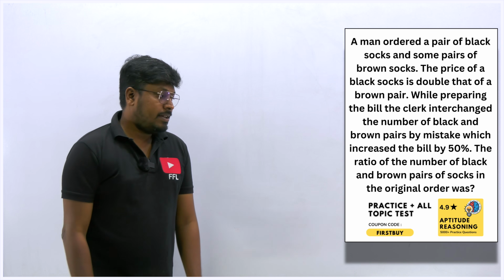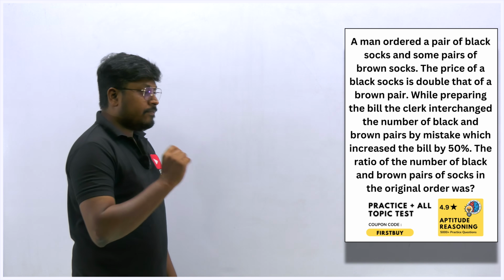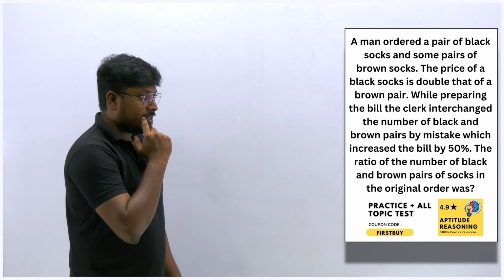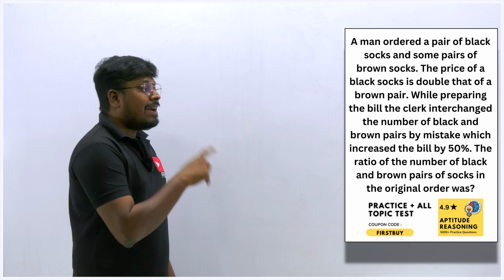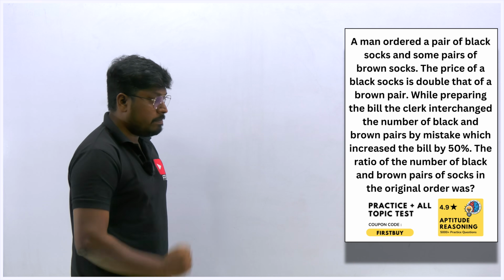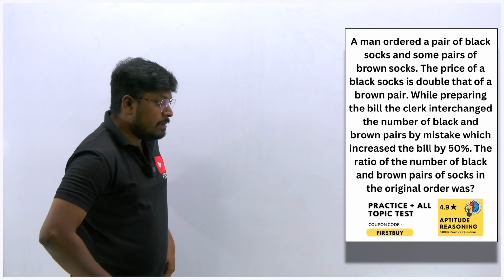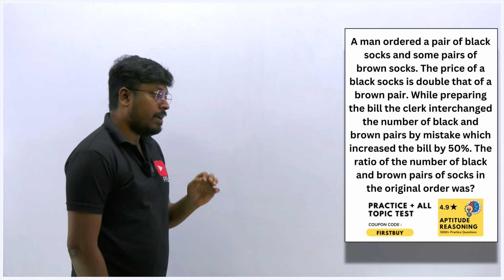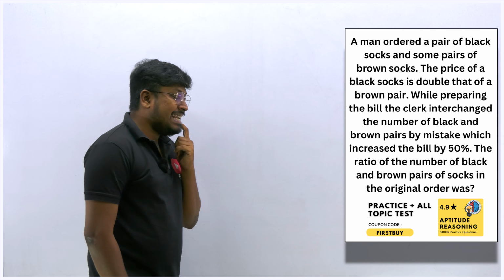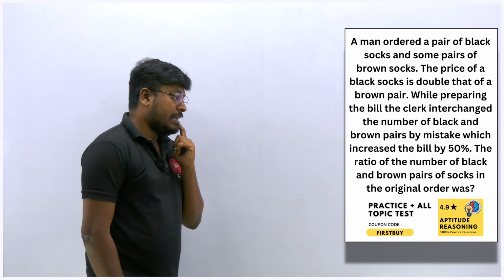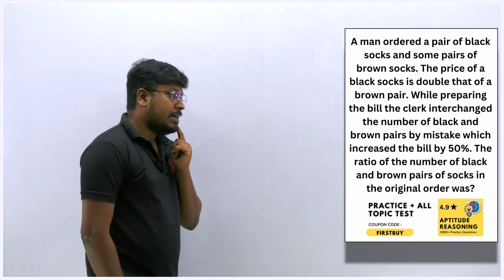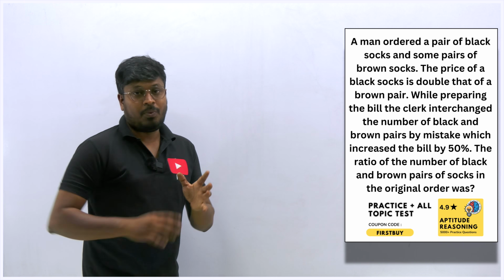Next question. So a man ordered 4 pairs of black socks and some pairs of brown socks. So the number of pairs of black socks is double that of brown pairs. While preparing the bill, the clerk interchanged the number of black and brown pairs by mistake, which increased the bill by 50%. So the ratio of the number of black and brown pairs of socks originally ordered was, right?